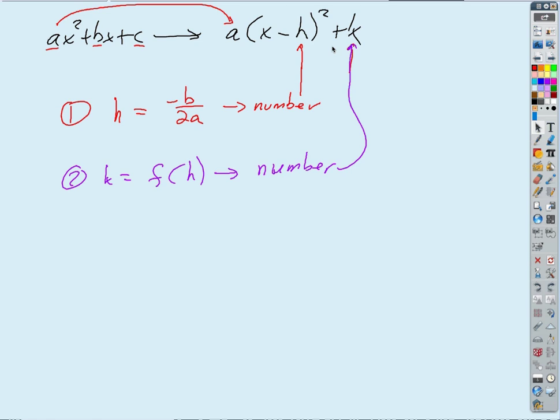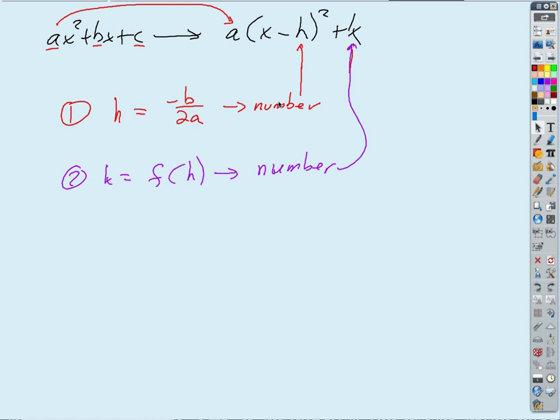We already know that a is going to be, we already know that from standard form. We can see what a is, and it's the same value for a. What about h? Well, we have a formula, right? H is the x-coordinate of the vertex, and we find that by the formula negative b over 2a. So I'm just going to plug in some values of a and b and simplify, and I get a number answer, which I plug in for h.